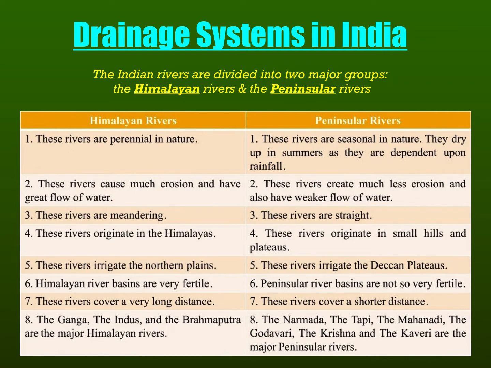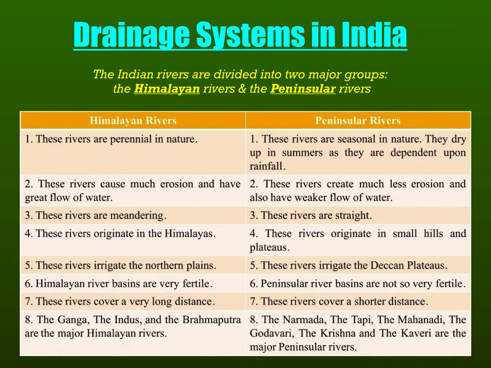Sixth point, the basins of Himalayan rivers are very fertile. In the last lecture, we saw that the alluvium deposits due to the Himalayan rivers. Those alluvium contains silt and clay, which is very fertile. Sixth point in peninsular rivers is that peninsular river basins are not so very fertile.